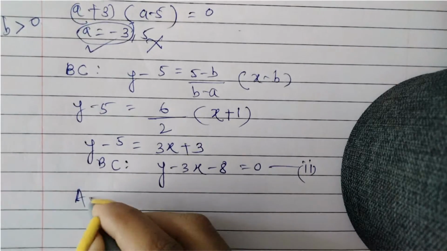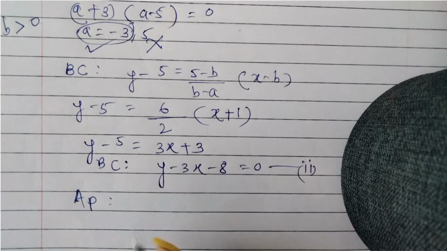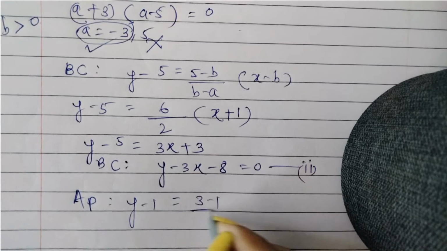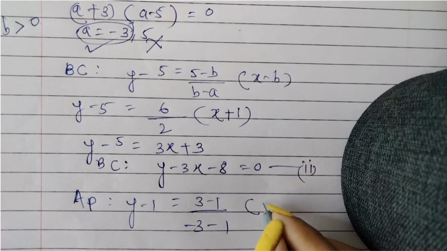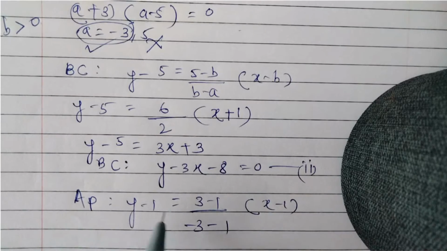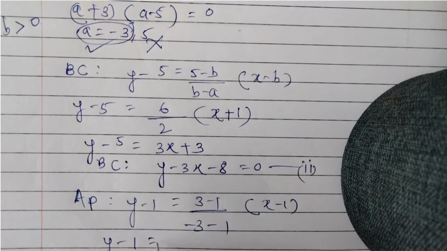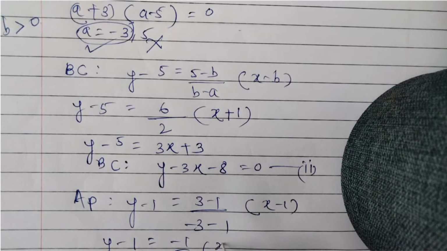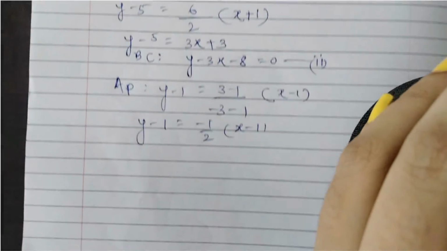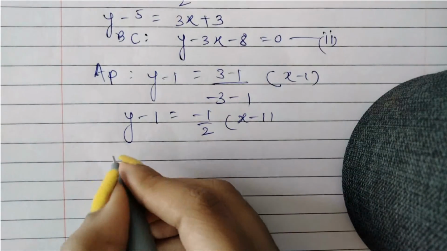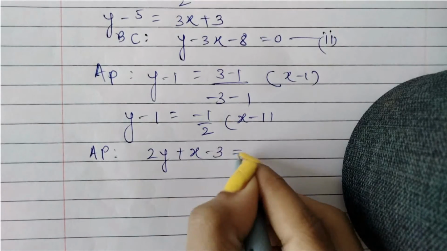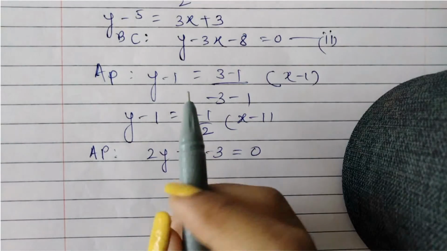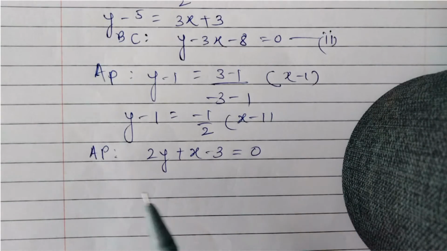Now the equation of line AP can similarly be found out. Using the coordinates of A and P, we can write this equation for AP. So y − 1 = (−1/2)(x − 1). This will give you the equation of AP, which is 2y + x − 3 = 0.